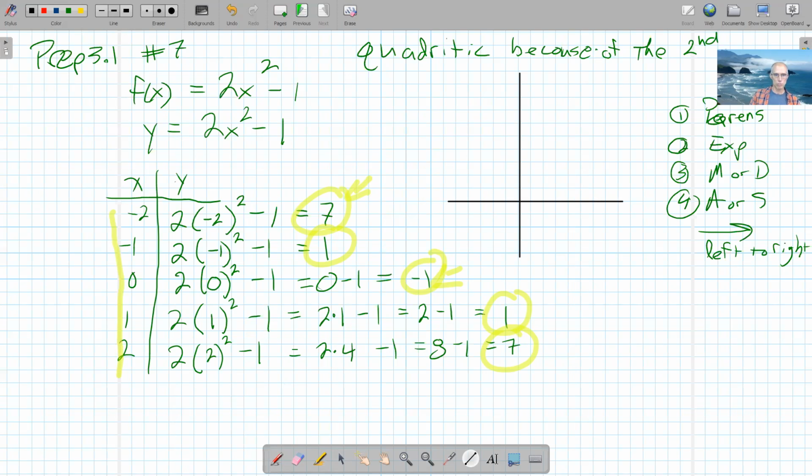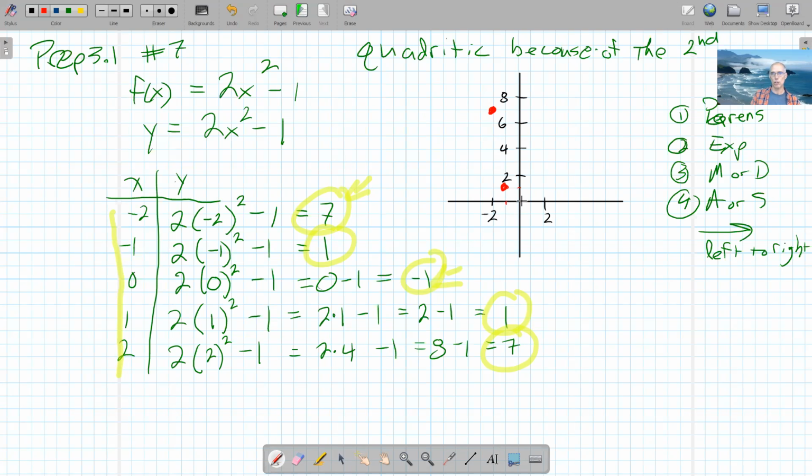And so let's mark this off. I'm going to go 2, 4, 6, 8, so I don't have to write as much. And then over here, that can be 2, and this can be negative 2. And so then I'm going to plot my points. Negative 2, 7. So negative 2 is x. 7's way up there. Negative 1, 1. So negative 1 would be here, and 1 is here. So that would be there.